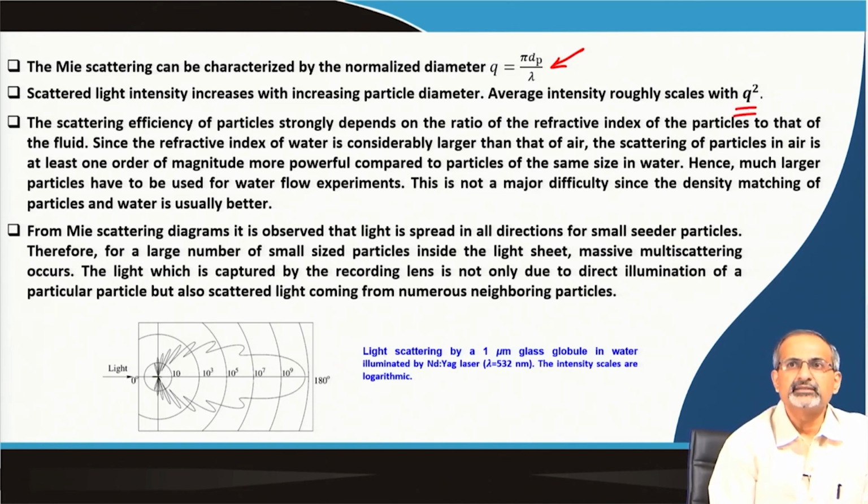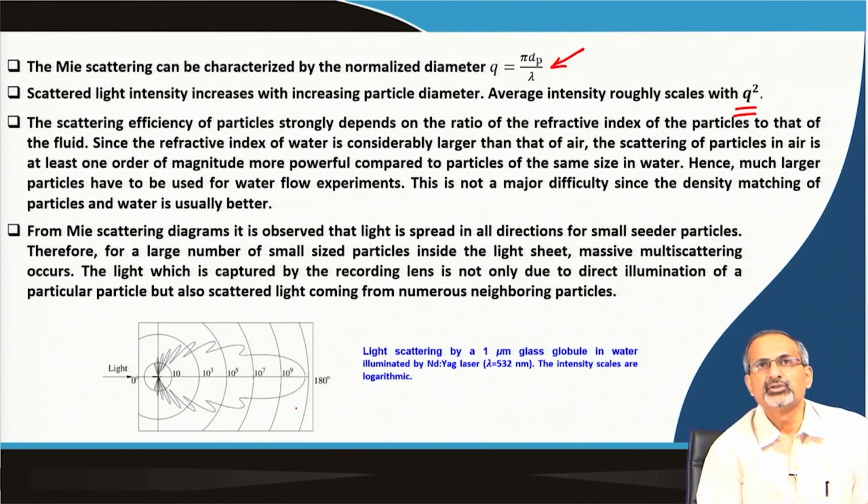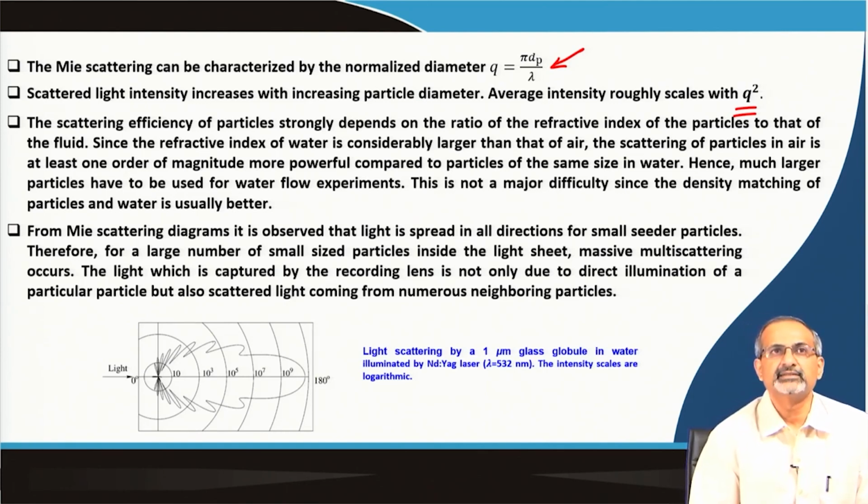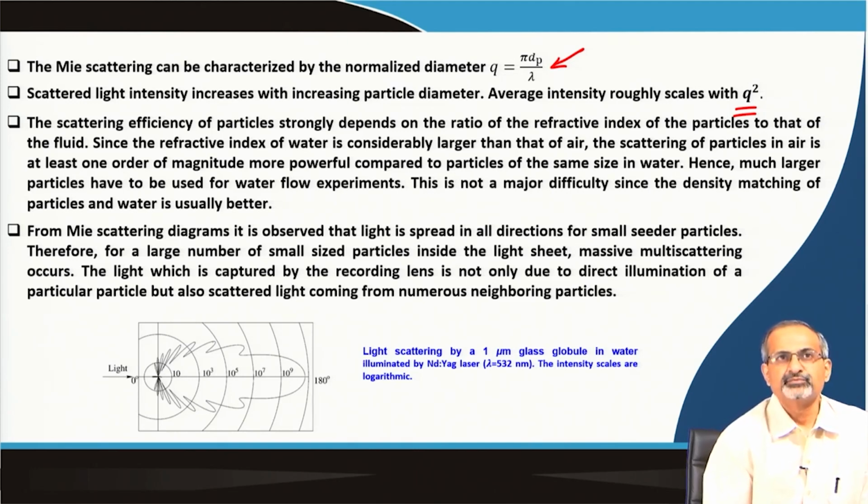Scattering efficiency of particles strongly depends on the ratio of refractive index of the particles to that of the fluid. Now, since the refractive index of water is considered larger than that of air, the scattering of particles in air is at least 1 order of magnitude more powerful compared to particles of the same size in water. Hence, much larger particles can be used, or rather have to be used, for water flow experiments. This is certainly not a difficulty, because we have seen that density matching of particles in water is much easier to do, much easier to handle than in air.